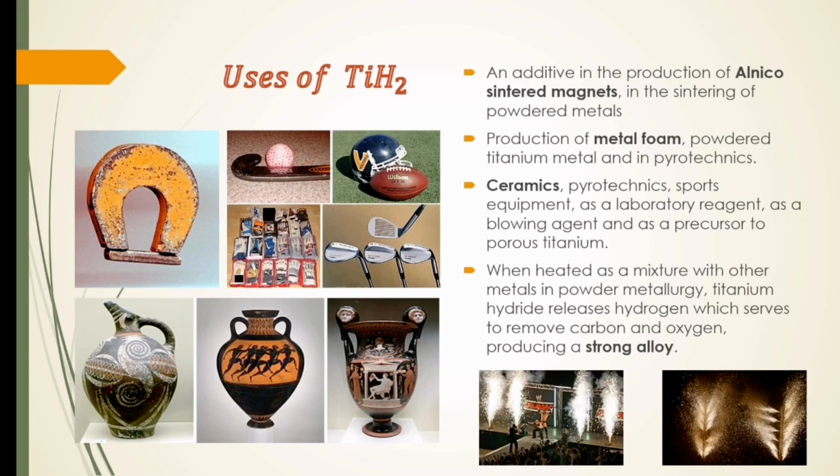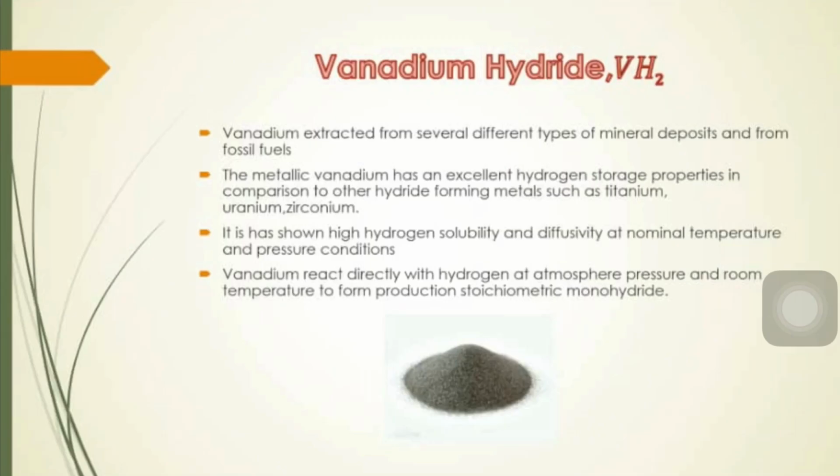And the last one is about the uses of titanium hydride. It's used for the production of alnico sintered magnets. The pictures on the left show the magnets, the sintering of powdered metals. It is used to produce metal from powdered titanium metal, in pyrotechnics, and it's also used in ceramics and sports equipment, as a laboratory reagent, and also as a blowing agent. It also produces a strong alloy when titanium hydride releases hydrogen, which serves to remove carbon and oxygen.